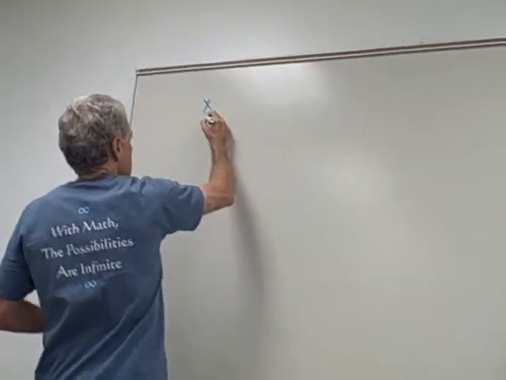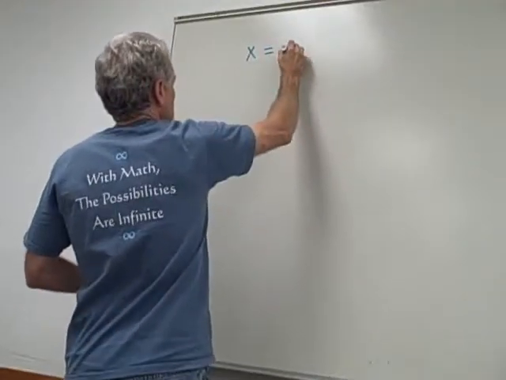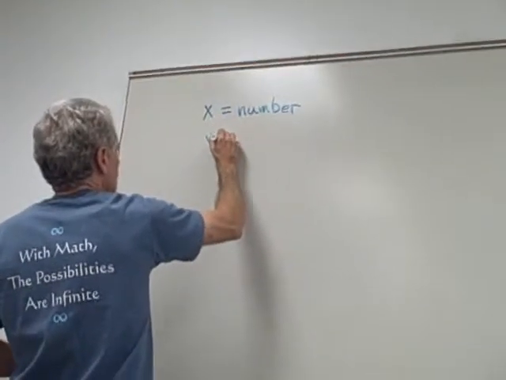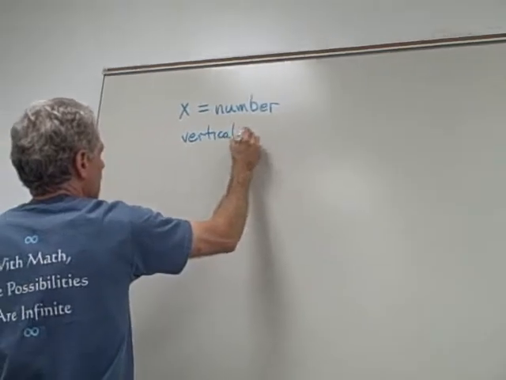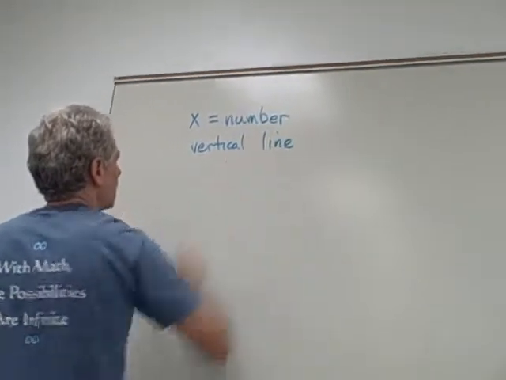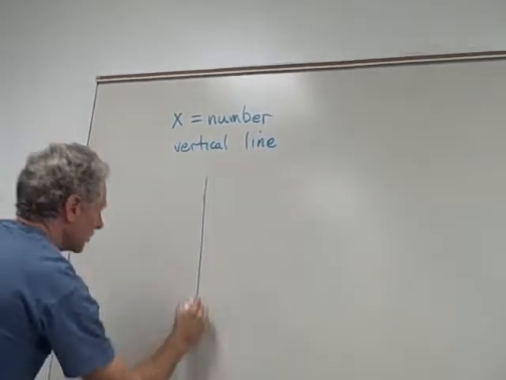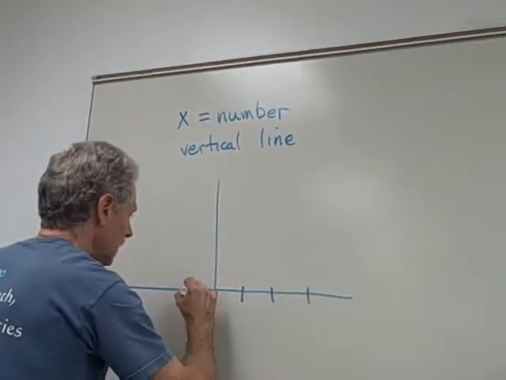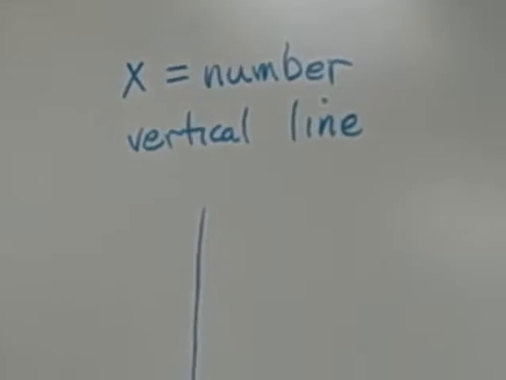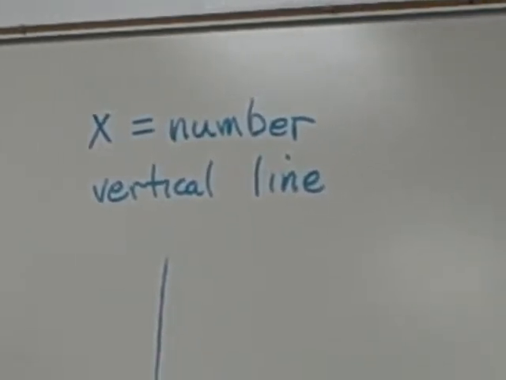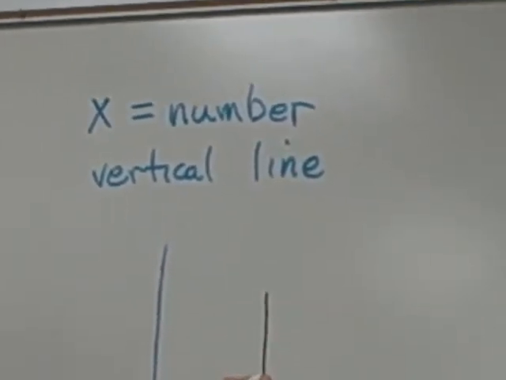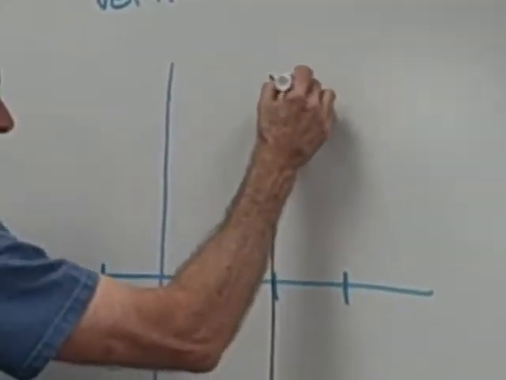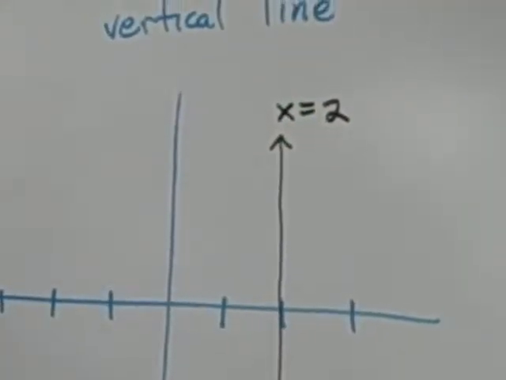Special graphs. X is equal to a number is always a vertical line. I'll show you some examples here. X is equal to a number is always a vertical line. For example, the equation for this line is x is equal to 2.